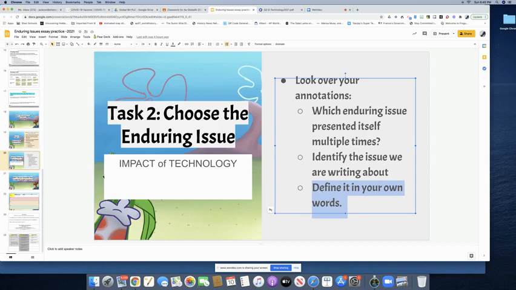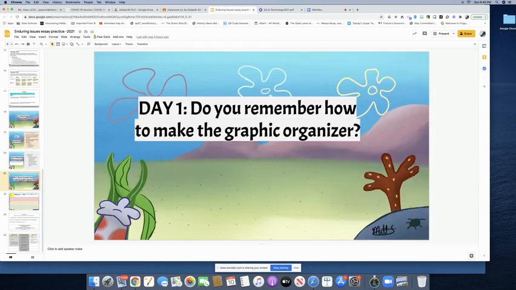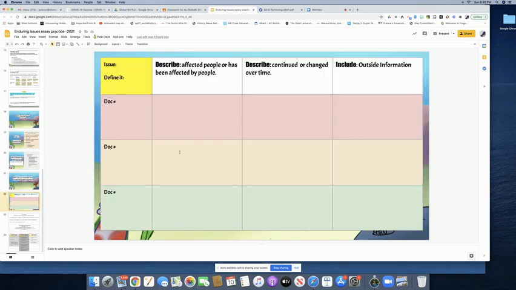After you've annotated all 5 documents, now it's time to create that graphic organizer, right? If you remember, we took the guidelines in the task and we turned it into this graphic organizer, where we have 3 columns and 3 rows. And each row is going to represent one of our body paragraphs.